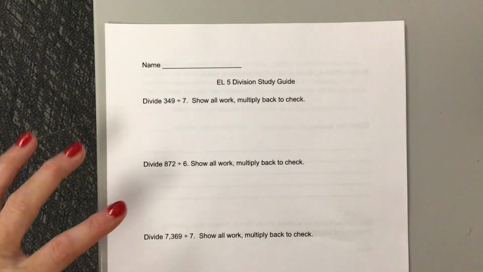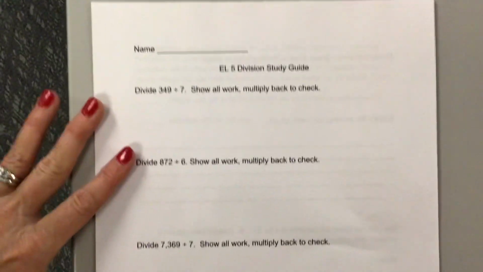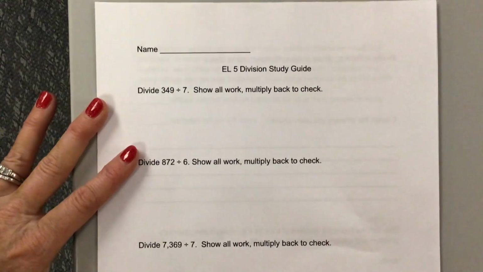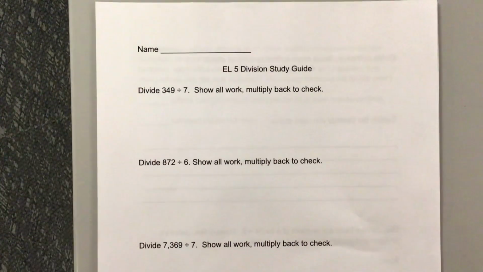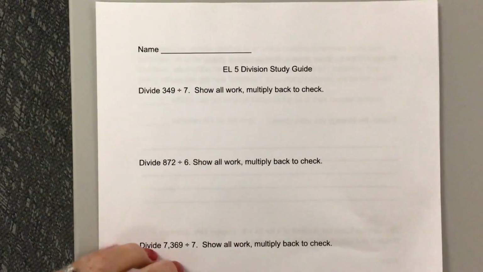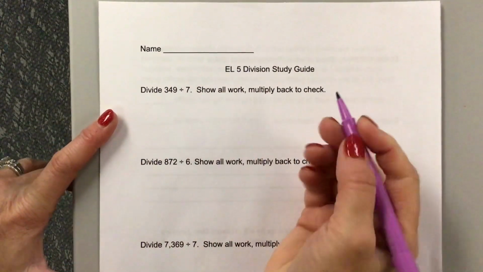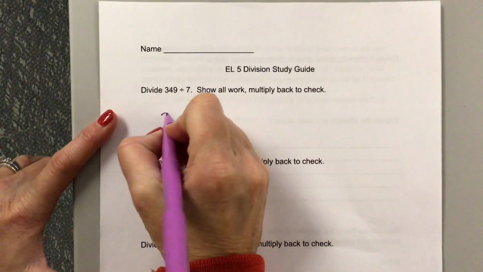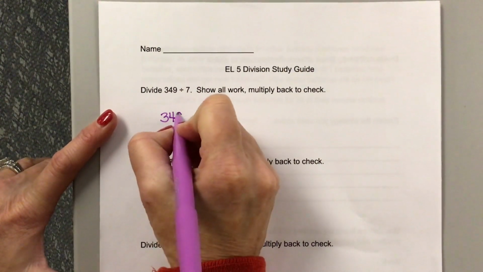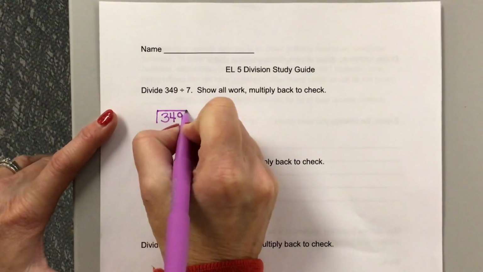Good morning. Hopefully you've had time to complete EL5 Division Study Guide. I'm going to go through the first page with you. The first one says divide 349 divided by 7. So you could get a clean sheet of paper if you didn't have enough room here.